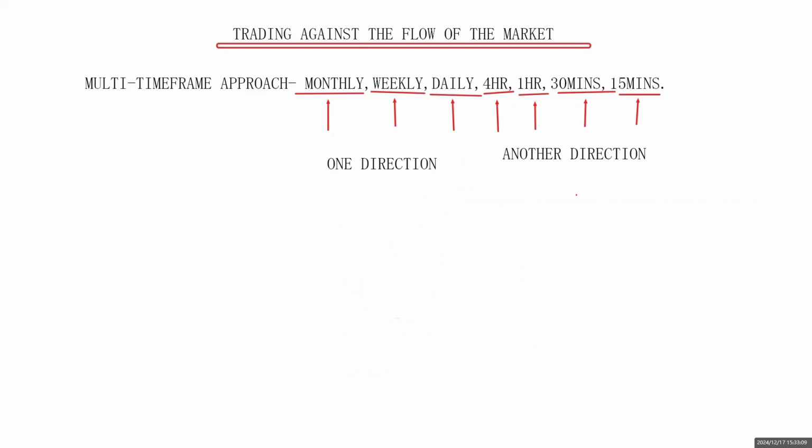So it could be that the monthly, weekly, daily, and 4 hours are giving you one direction, and the 1 hour, 30 minutes, 15 minutes are giving you another direction. So like I said, it's not robotic. Okay, but this is the concept of it.